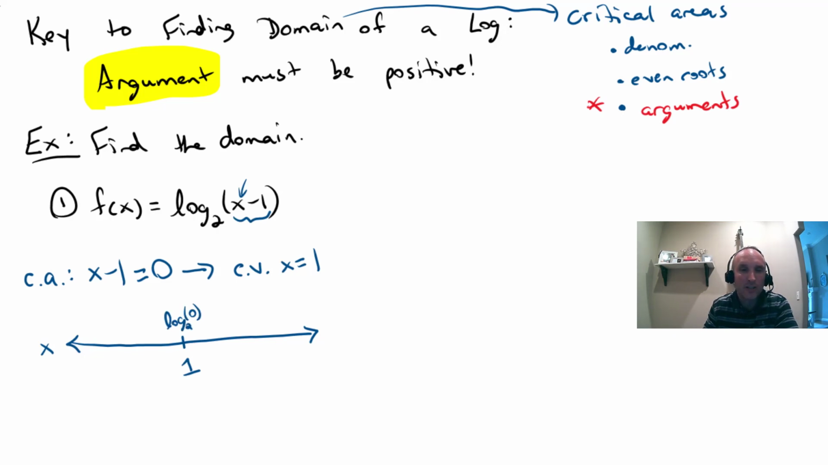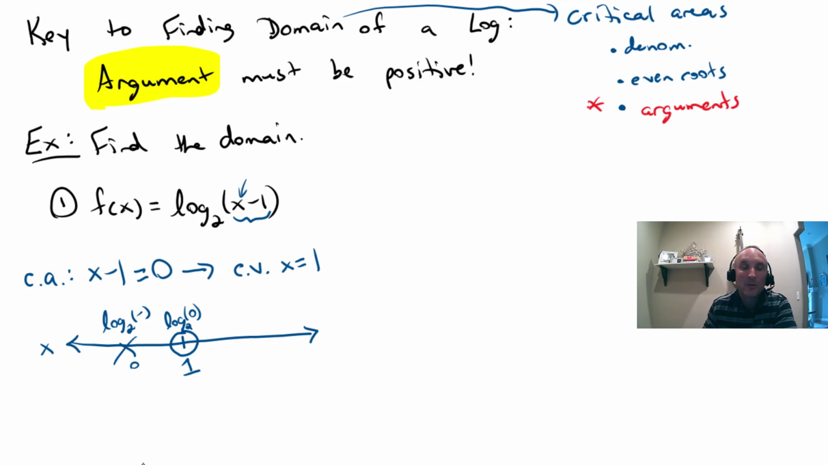You can write that if you want. But that means this number can't be in our domain. So I'm going to block it off with an open circle. If I take a number over here less than 1, like 0, and test it, I get log base 2 of negative 1. So numbers over here are going to give me a log base 2 of a negative number, and that doesn't work either because I have a negative argument. So I'm not going to include those in my domain either.